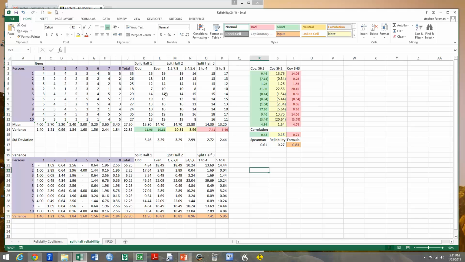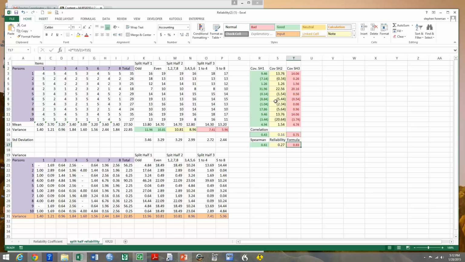Truthfully, if your questions were reliable, these shouldn't be this wildly disparate, but they are. Finally, we calculate the Spearman reliability formula, and that is 2 times the correlation coefficient divided by 1 plus the correlation coefficient. And we get 3 different measures, 0.61, 0.27, and 0.83.